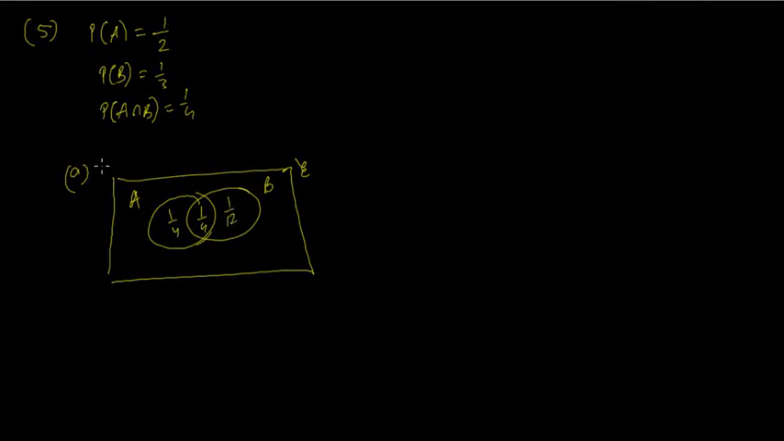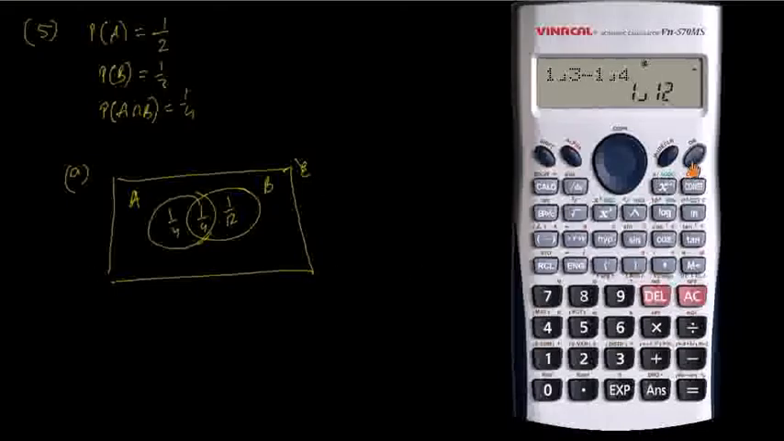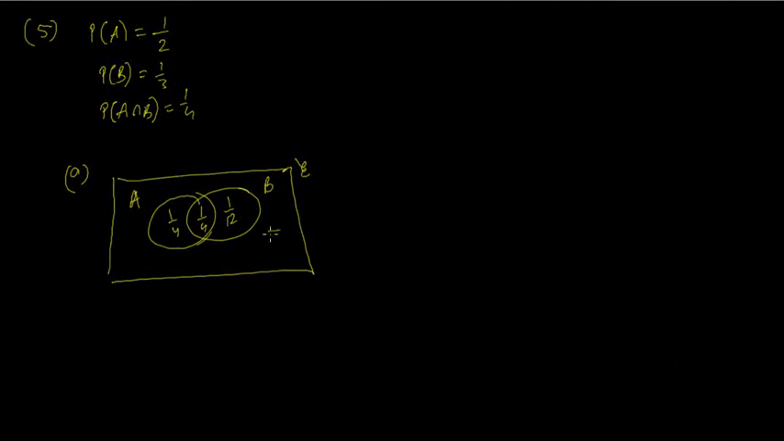Now we need to know one more thing, the outside region. This region is from the entire probability. That means we want to know from the entire probability, if we subtract these regions, what is left over. So from the entire probability 1, if we subtract 1 by 4, and if we subtract 1 by 12, then we get 5 by 12. So the remaining region should be 5 by 12.